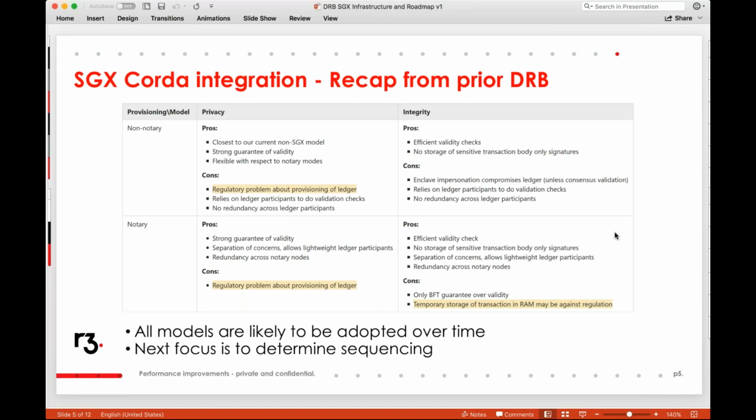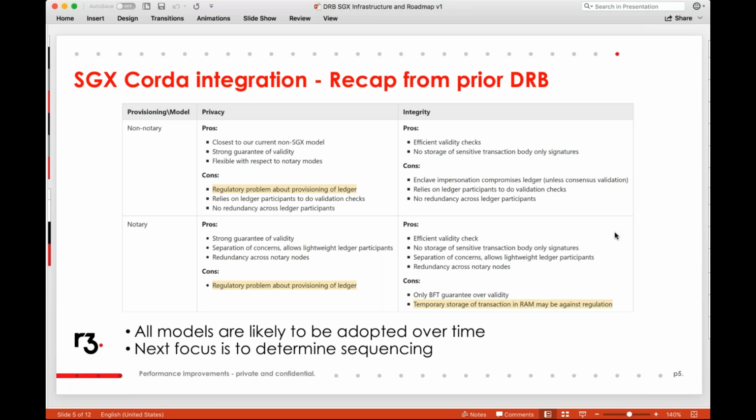All the regular node needs to do is go through the attestation process with the notary infrastructure, and then offload the transactions, and the notary infrastructure will take care of everything, including validation. So those are the two axes we have, and the current Corda model is the top left one. If we disregard SGX, Corda is the top left one.